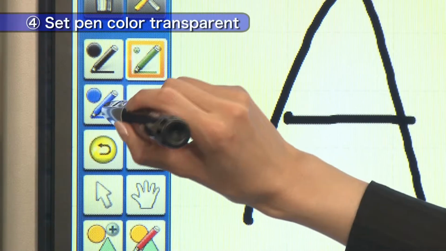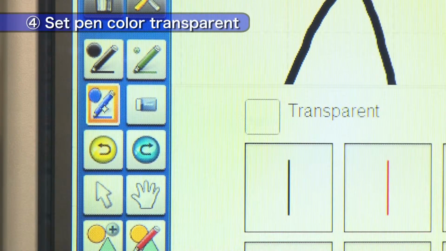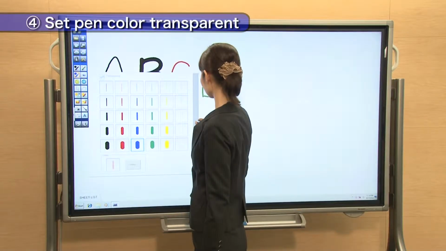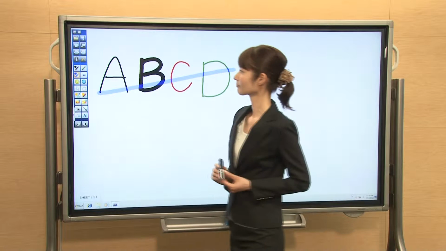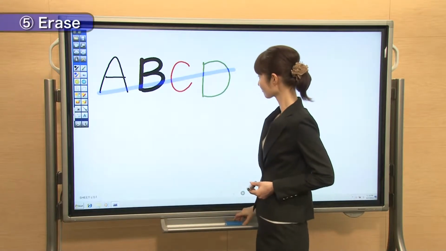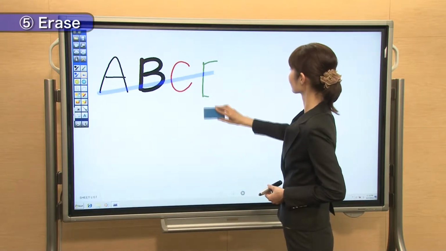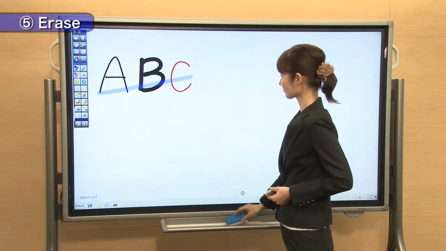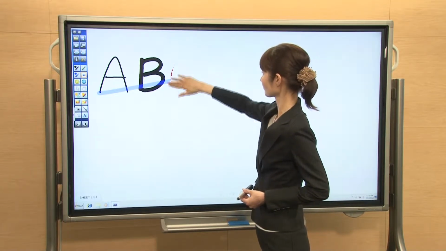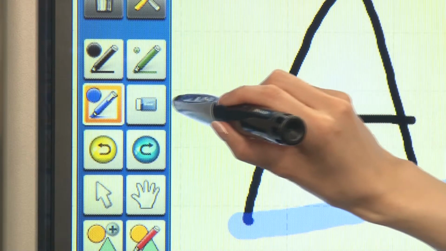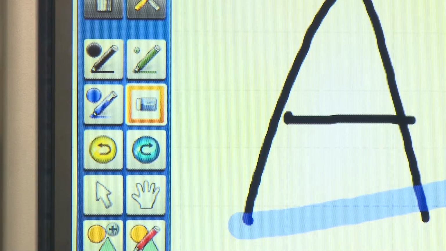Let's draw a line like a highlighter. Put a check on transparent box. Use whiteboard cleaner to erase what you draw, or by your hand. Touch this icon to erase with the pen.